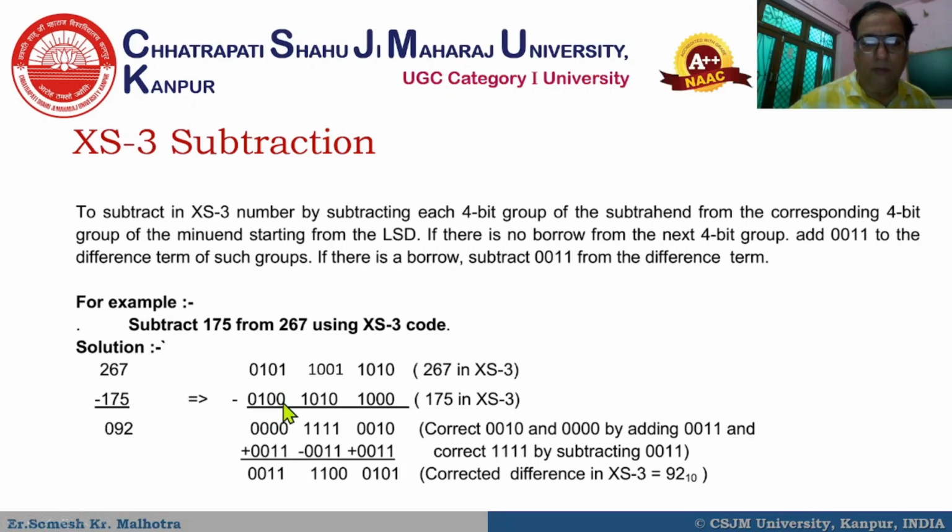Here you have not taken any borrow, therefore you will be adding 0011 over here. Now after doing this, you are getting 1 over here, 1 plus 1 is equal to 0 1 and so on. And after subtracting this, you are getting 110 over here. This is 0011 here. And now it can be converted into decimal. And the decimal value is 92. So this is how SS3 subtraction is done.